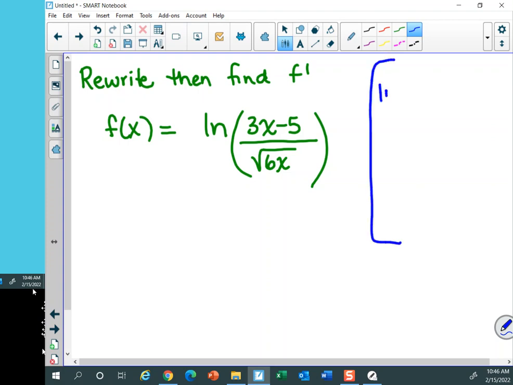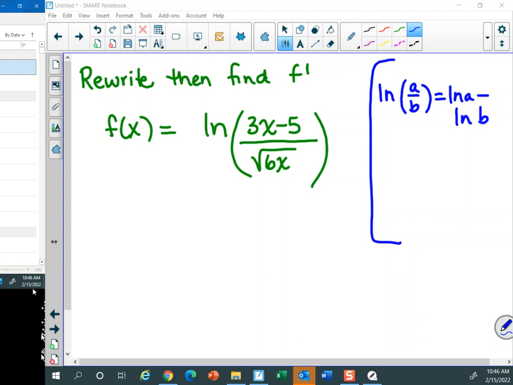So remember here, natural log of a over b is the natural log of a minus the natural log of b. I am not going to do this problem the hard way because it's going to require a quotient rule. Ain't nobody want to do a quotient rule.